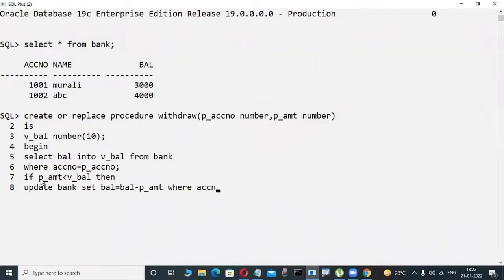Okay, fine. Now check it out. Here I am writing some message, like in Java or .NET. Some messages I try to display: your transaction is successful.